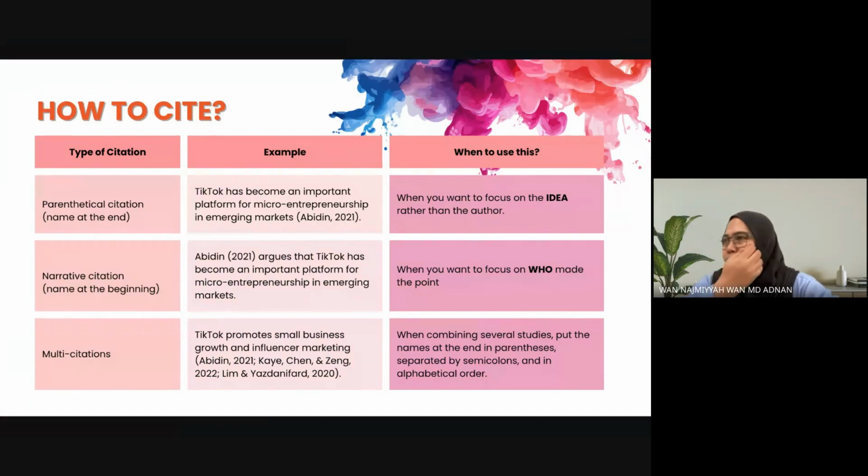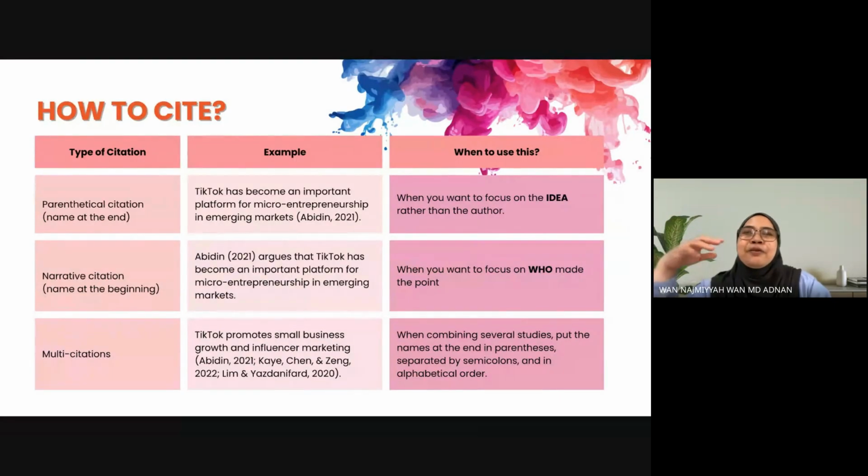That is why, if you look at my previous note, I will give you the link to this lecture later to Ms. Azwani so that you can refer to the notes. When you want to focus on the idea, you put the name at the end. But when you want to focus on who made the point, if he is a highly influential researcher, then you put Abidin in front. If nobody knows who Abidin is, then Abidin deserves to be at the back of the sentence.